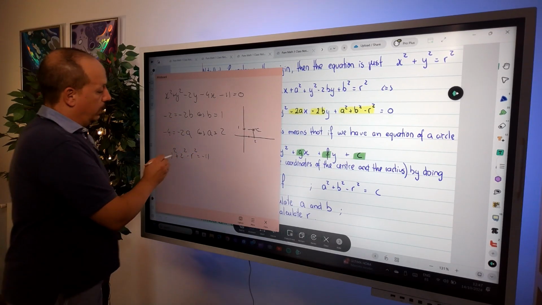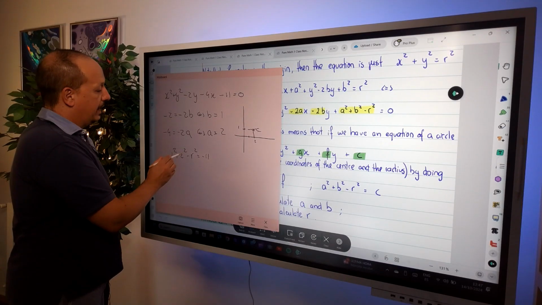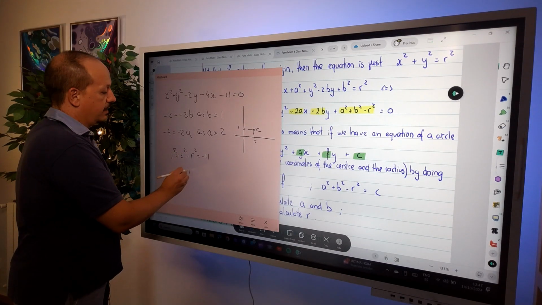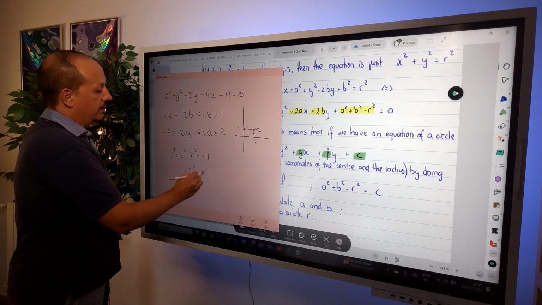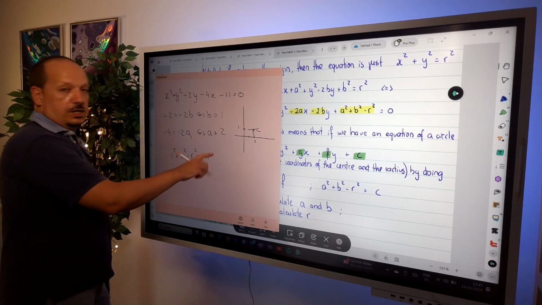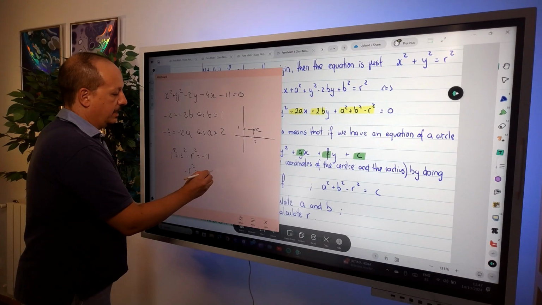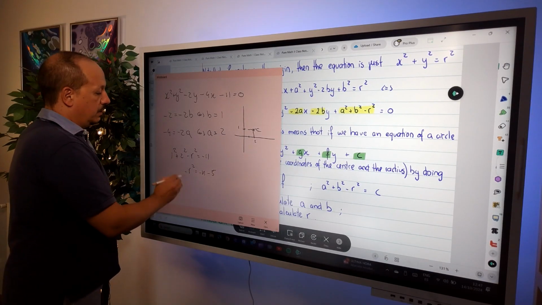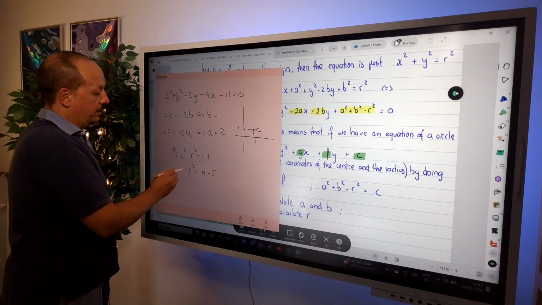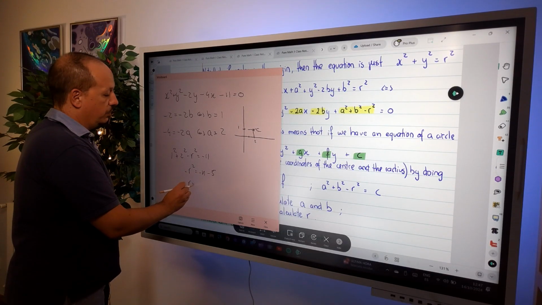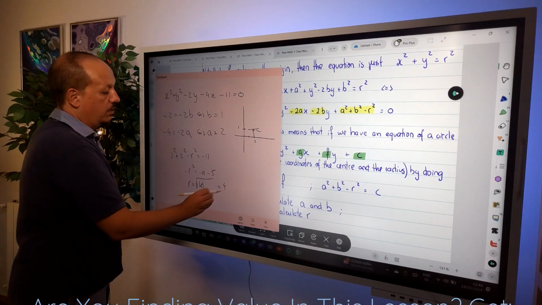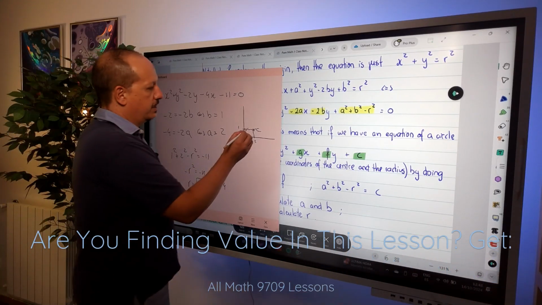So 1 plus 4, it's 5. So I have minus r squared equals minus 11. And this 5 goes to the other side, becomes negative, minus 5. I have only a negative term, so I can turn this into positive. So I know that r is going to be square root of 11 plus 5, which is 16, which is 4. So I know that the radius is going to be 4.